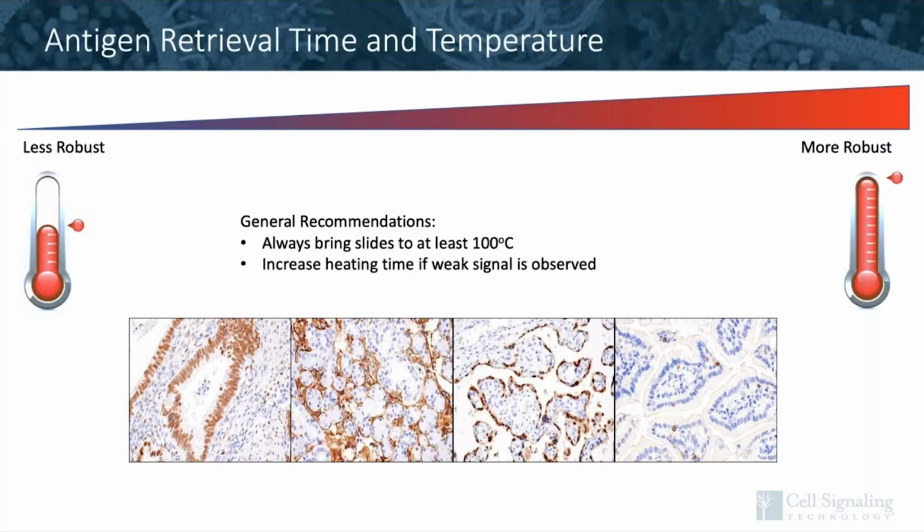If, when optimizing an antibody, the signal strength is suboptimal, one option is to increase the antigen retrieval time. Keep in mind that tissue degradation can occur when the antigen retrieval step is lengthened.